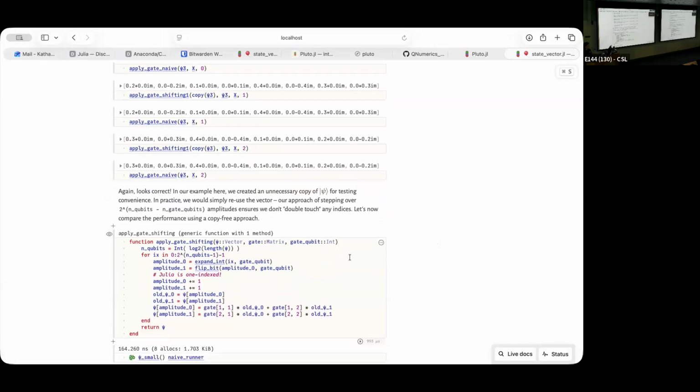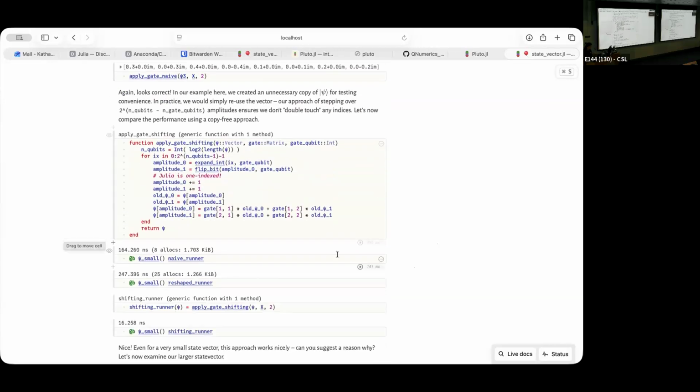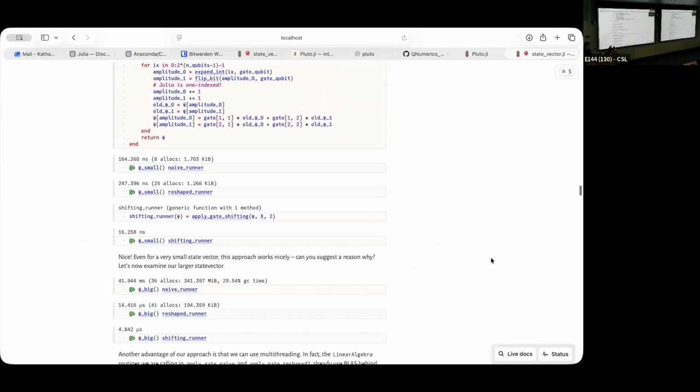So if I write this in a way that doesn't involve any copying at all, so the only change here is I now just directly write the output amplitudes back into the input state vector. Then you can benchmark this for relatively small systems and relatively big ones. So already we can see, even for the small system, which is like 8 qubits, this is an order of magnitude faster. So instead of like 100 nanoseconds, even compared to the naive one, it's now 16.